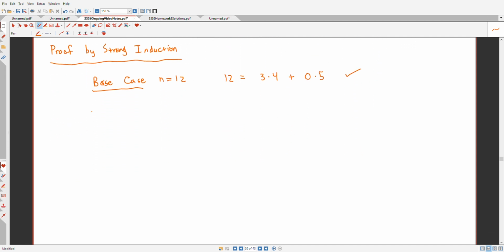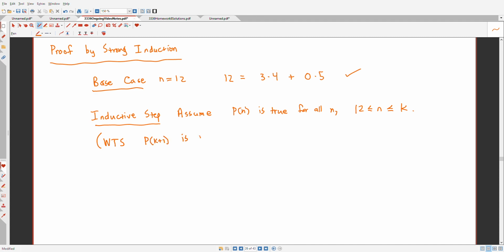Okay, and now for our inductive step. And since this is strong induction, we're actually going to write this part a little bit different. Assume P of n is true for every n starting at our starting point, 12, and up to some number k. And then what we want to do, we want to show that P of k plus 1 is true.